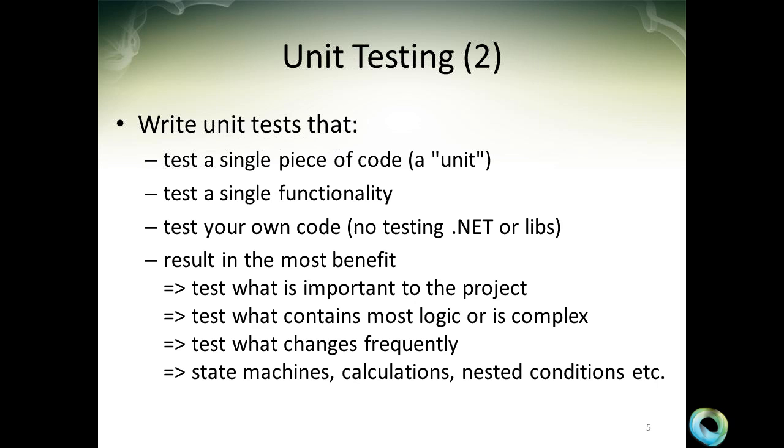Things like these, in my opinion, are less worthy of testing than more complex logic, more central parts of your projects, components that you know change frequently. So, for example, state machines, calculations, nested conditions are listed here, things that you know are crucial to the functionality of your application, that you know will change in the future and that features will be added to in the future. These are the things that you should focus on. And then, like what was written in the previous slide, you should make sure you test the right things in the right way.